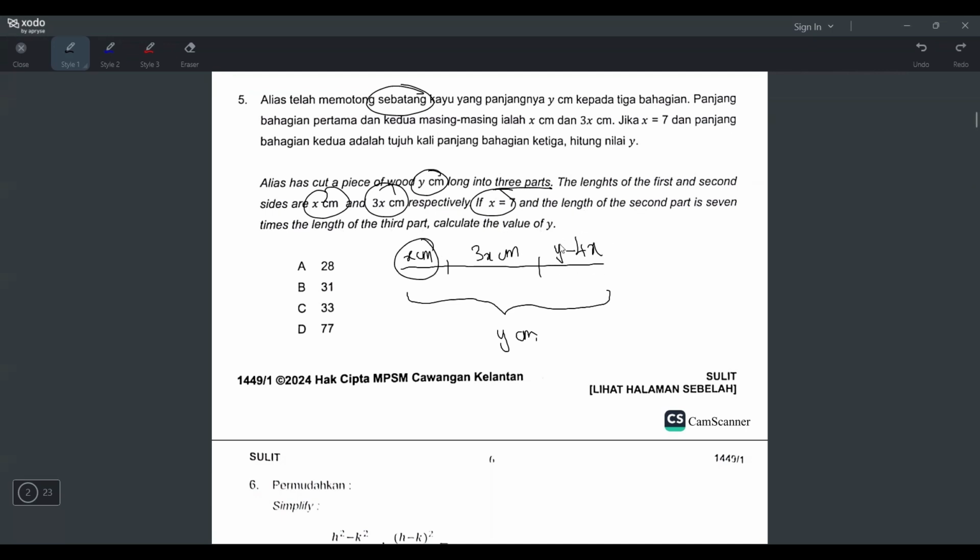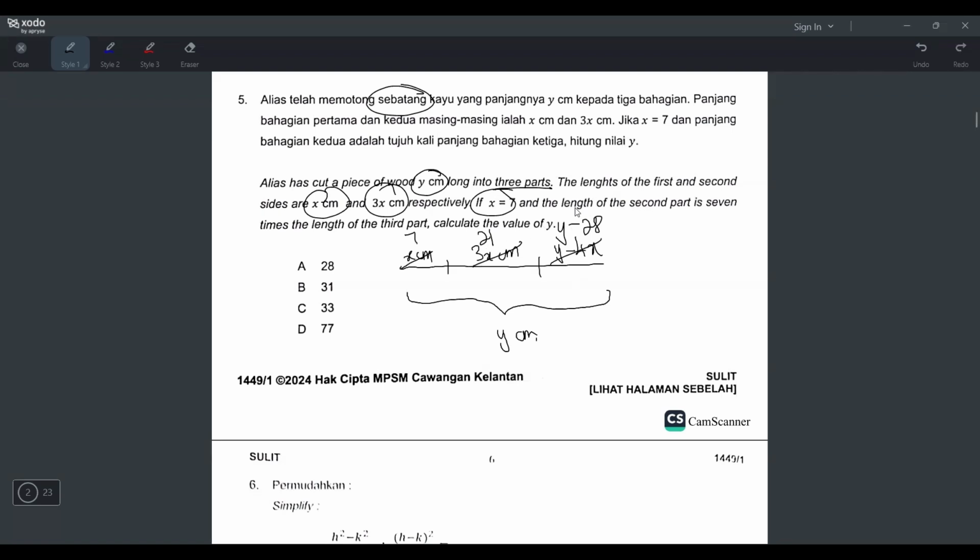Then only I can add everything to find the length of y, right? But then they say x is 7. So can I cut this and write 7, cut this and write 21, and cut this and write y minus 4 times 7, which is 28, right? Because x is 7, so I just sub inside.